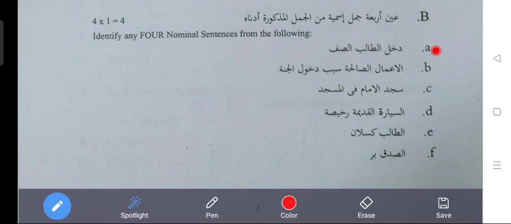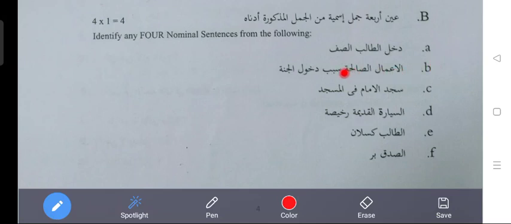It is a special feature of Arabic that it has the verbal sentence. No other language has a verbal sentence except Arabic. So in Arabic the sentence can begin with the verb, like here dakhala, entered. So it is not a nominal sentence, so we will leave it. We should not write this in the answer sheet. Now come to section B, question B.